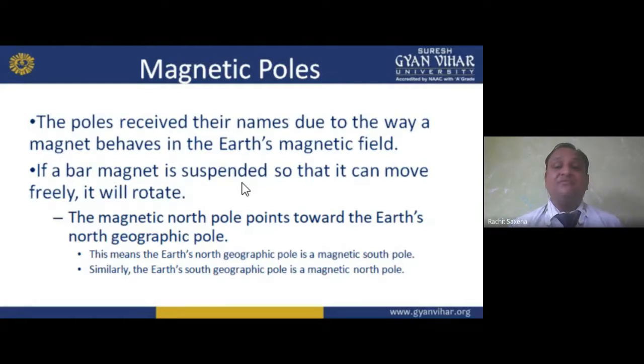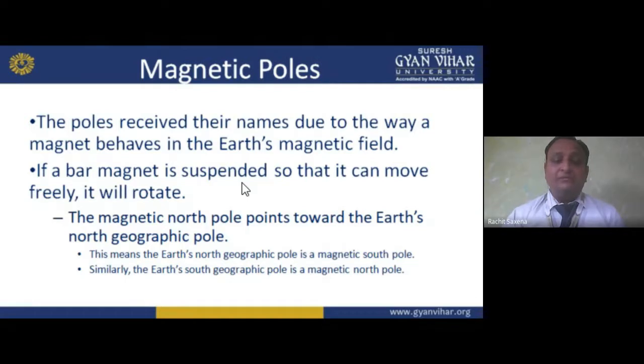As I told you earlier, there is a magnetic field of the earth. In the earth's magnetic field, we have a north pole and a south pole. Similar to that, if a bar magnet is suspended so that it can move freely, it will rotate. It can move freely, and it will rotate.